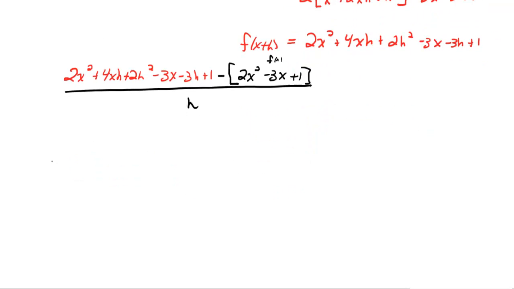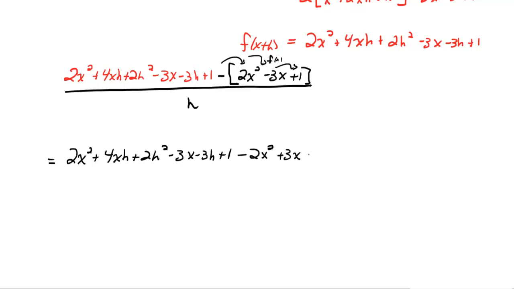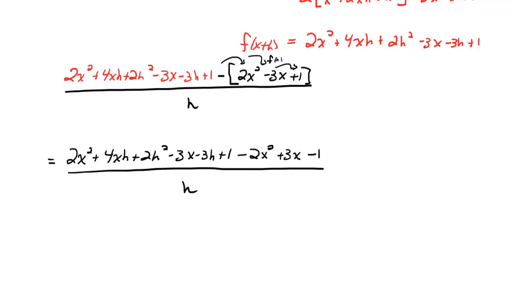So this will give us 2x squared plus 4xh plus 2h squared minus 3x minus 3h plus 1. Distributing our negative to all three terms, we're going to have minus 2x squared plus 3x minus 1, all over a value of h. Let's see what happens. So notice here, the 2x squared and the negative 2x squared cancel. The negative 3x and the positive 3x cancel, and the 1 and my minus 1 canceled. So this right here was my original function f of x. And notice it canceled out, which is what we expected or what we wanted.